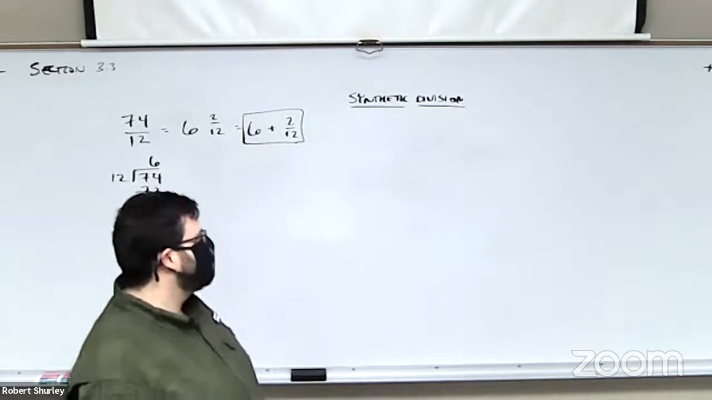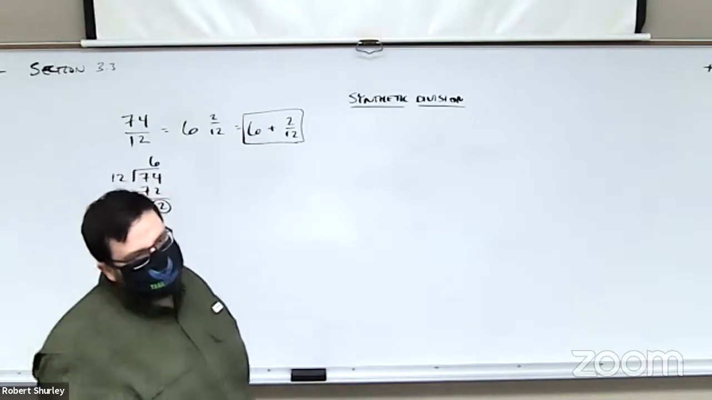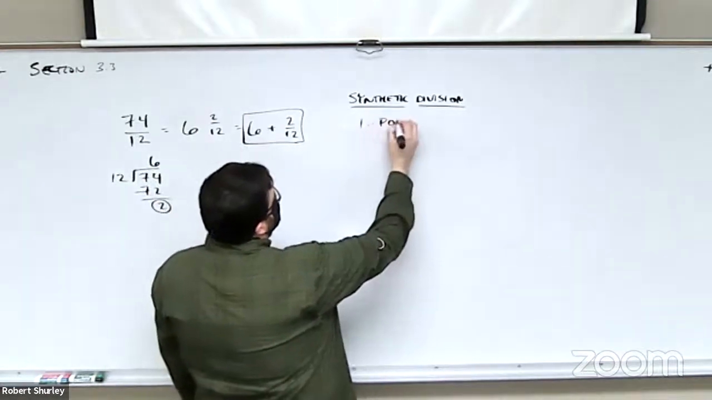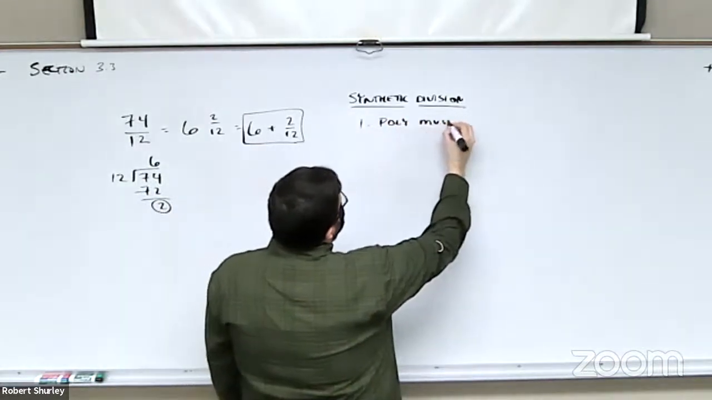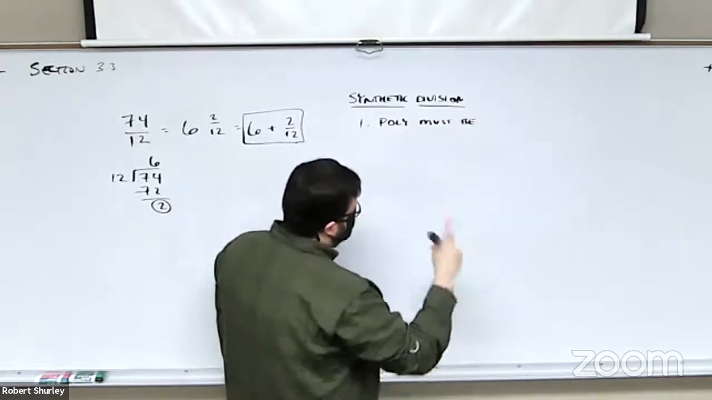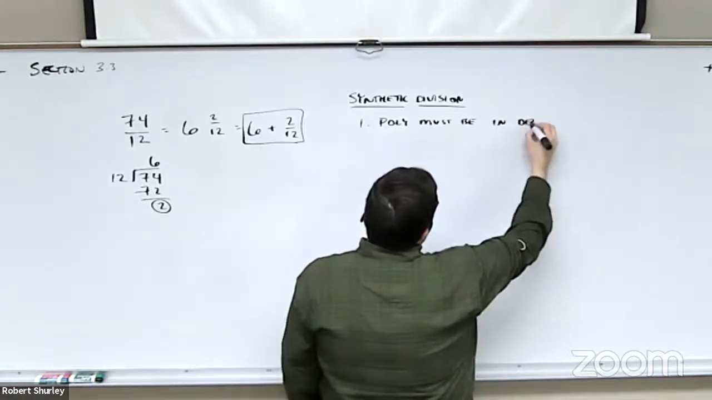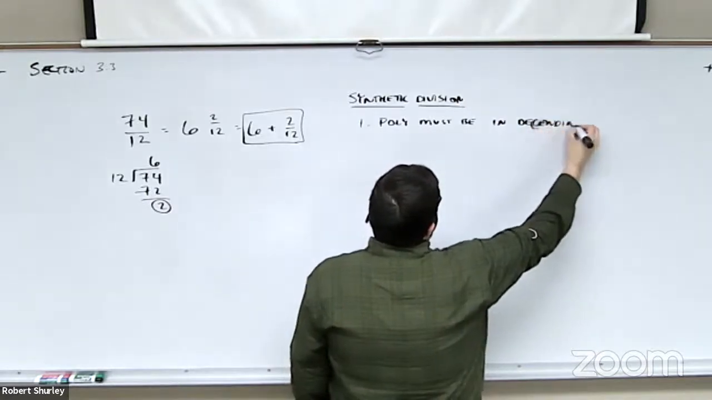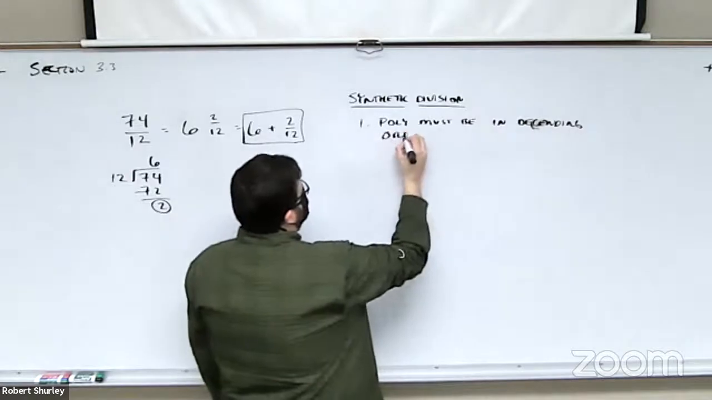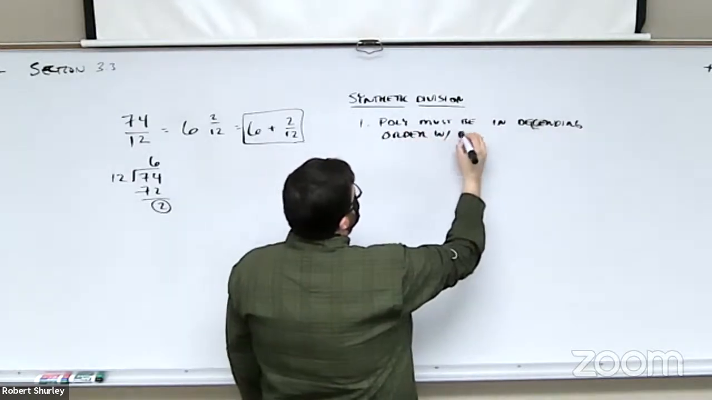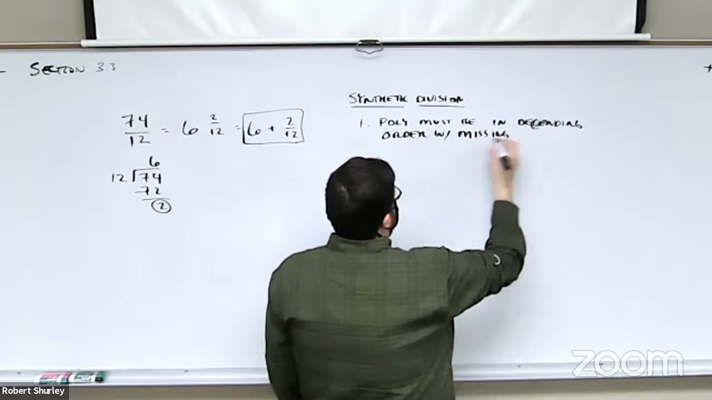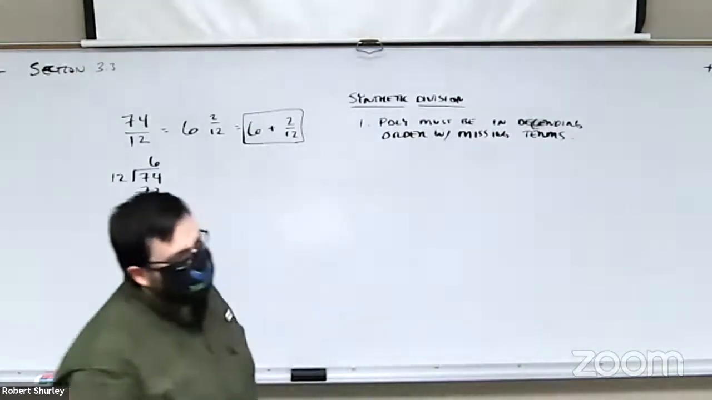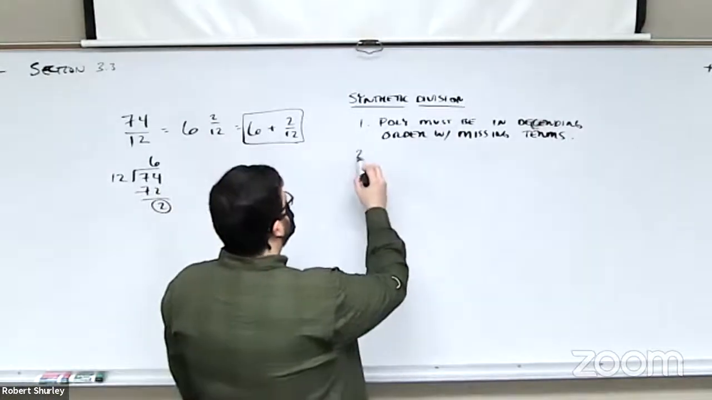The first one is when we set this up, the polynomials must be in descending order, not just in descending order, but in descending order with missing terms. And we're going to go over what that means in a minute. Polynomials must be in descending order with missing terms.